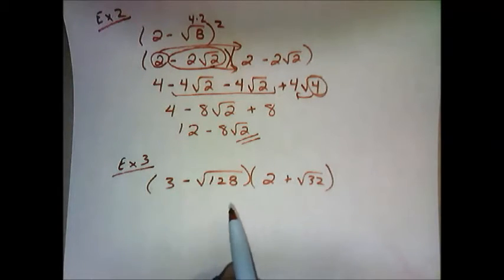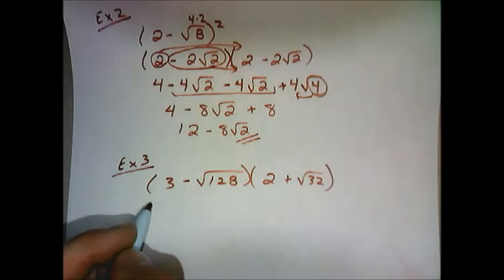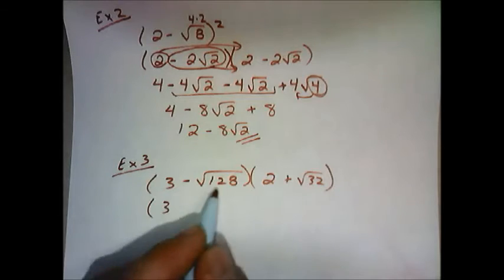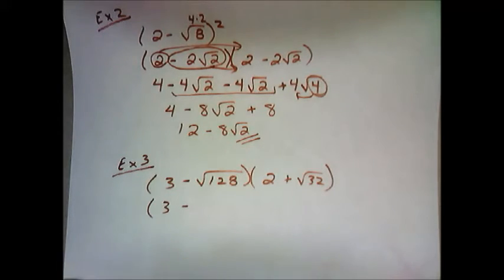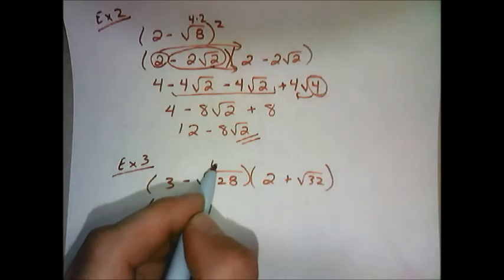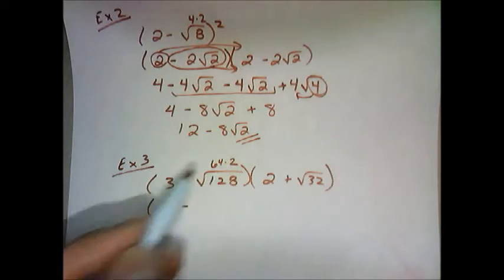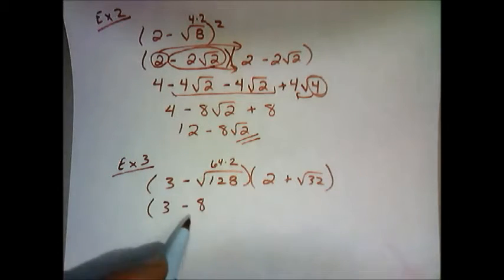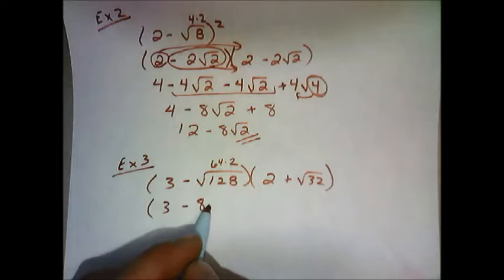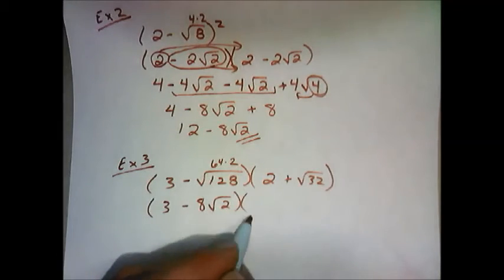Well, if we look at 128 and 32, those are large numbers, and eventually we'd have to multiply those two together. But what I like to do is to go ahead and simplify that as much as possible. 128 we can think of as 64 times 2. So we end up with the square root of 64, which is 8 radical 2.